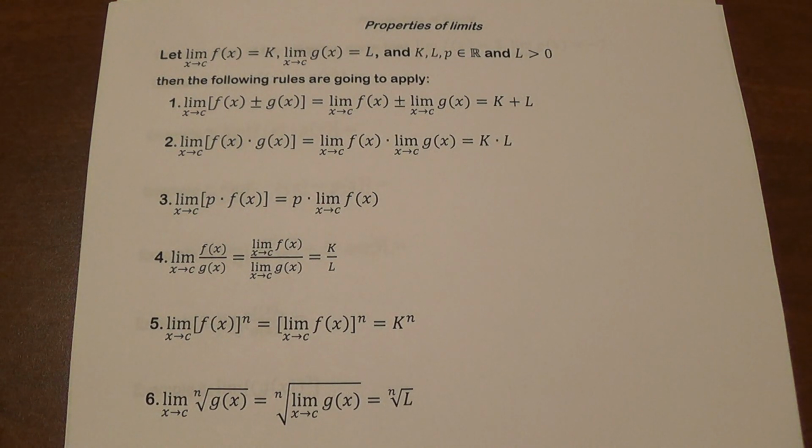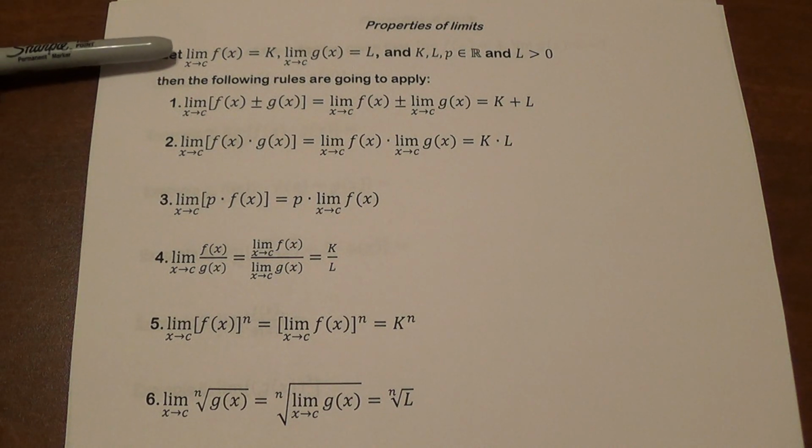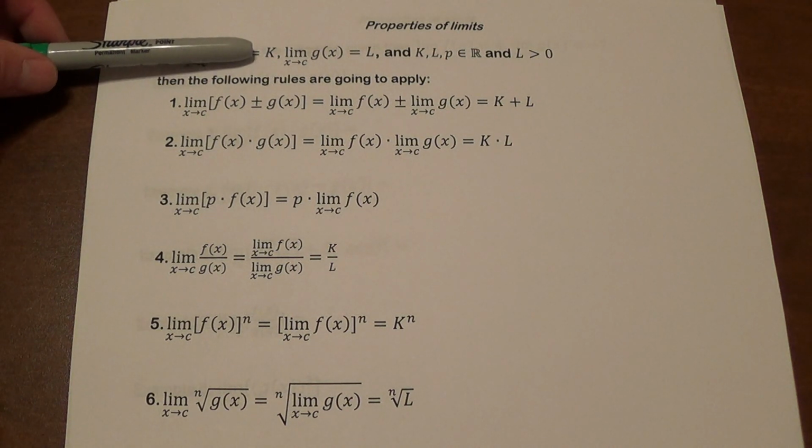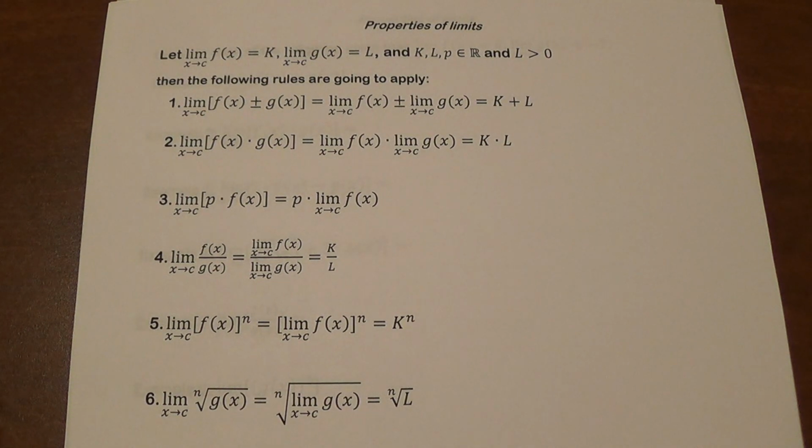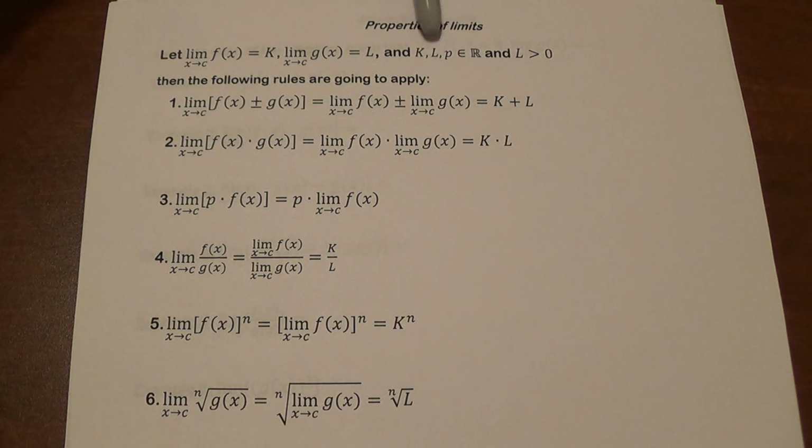Hi, we're going to discuss properties of limits today. We're going to start by assuming that we have two functions, f of x and g of x. The limit as x approaches c of f of x is going to equal some number k. The limit of g of x as x approaches c, the same value, is going to be L. K, L, and some number P are all real numbers. That's what this notation here means. And we want L to be positive just to make some of the things easier to deal with.